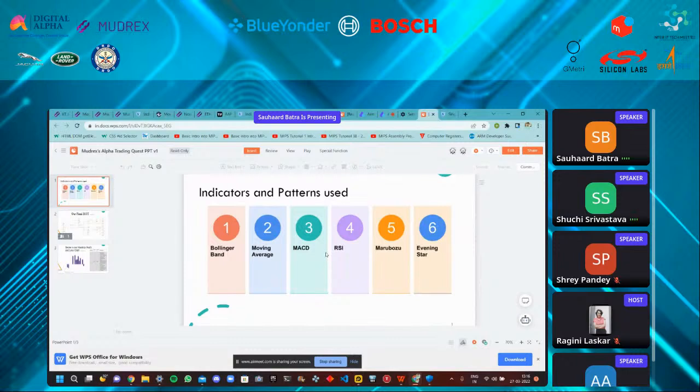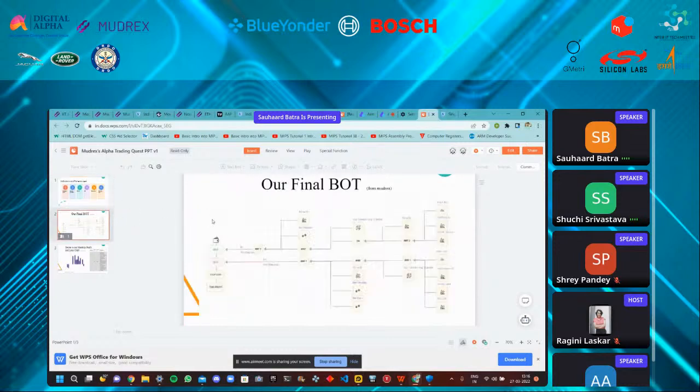Apart from that, to see if sellers and buyers are controlling the market, we used the Marubozu pattern in our strategy. And for some early predictions, we also included the evening star pattern. Now, how we are implementing it, Suhad will take over and explain everything. Thank you, Shuchi ma'am. I'll take up from here.